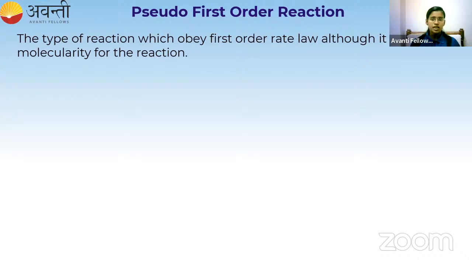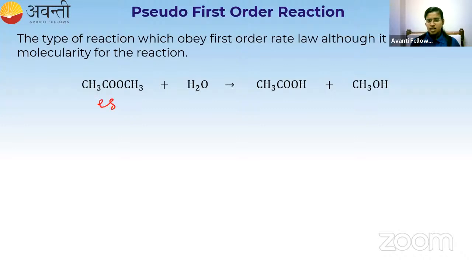So understand this better. I will take one reaction. CH3COOCH3. This is an ester. Methyl acetate is the name of this ester. And this ester is reacting with water to form an acid, CH3COOH, a carboxylic acid, and it is giving an alcohol, methanol. So the ester is reacting with water to give carboxylic acid and alcohol. So this reaction is called esterification.